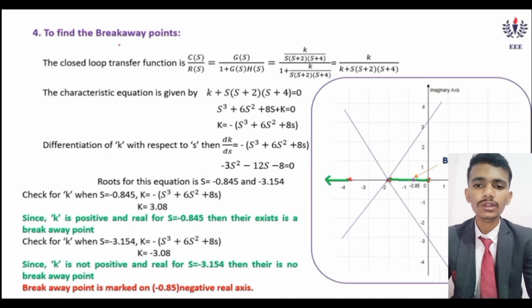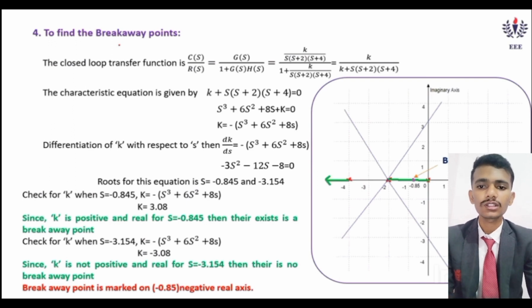When we put this equation into the calculator, we get the two values, that is s equals minus 0.845 and minus 3.154. When we put this value into the equation, we get the value of K. K is equal to 3.08, which is on the root locus. And when we put the value of s equals minus 3.154, then we get K equal to minus 3.08.